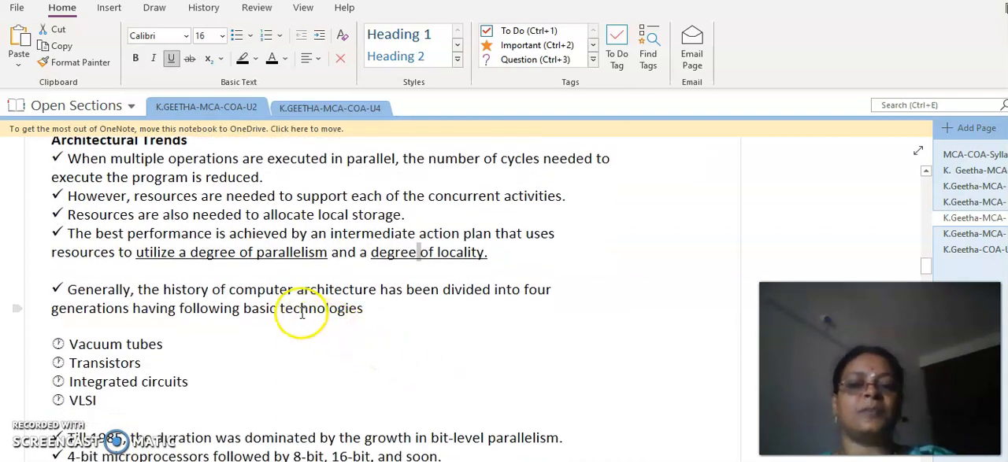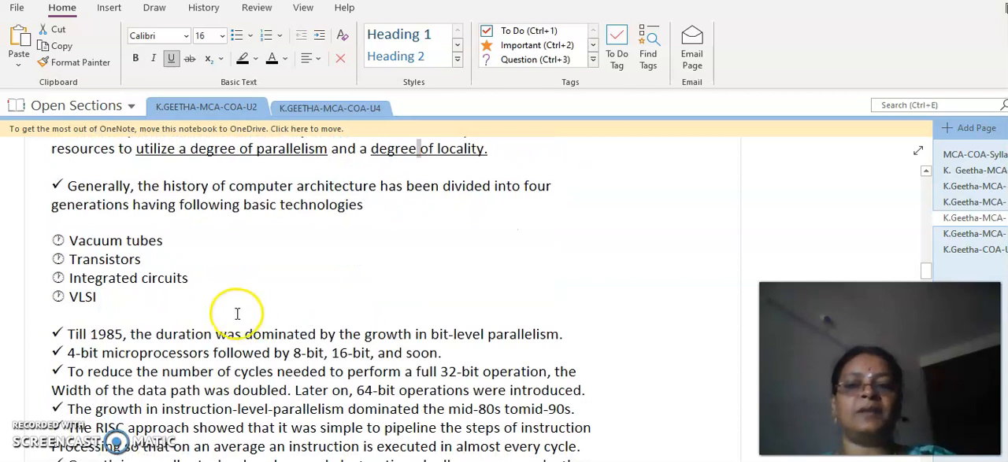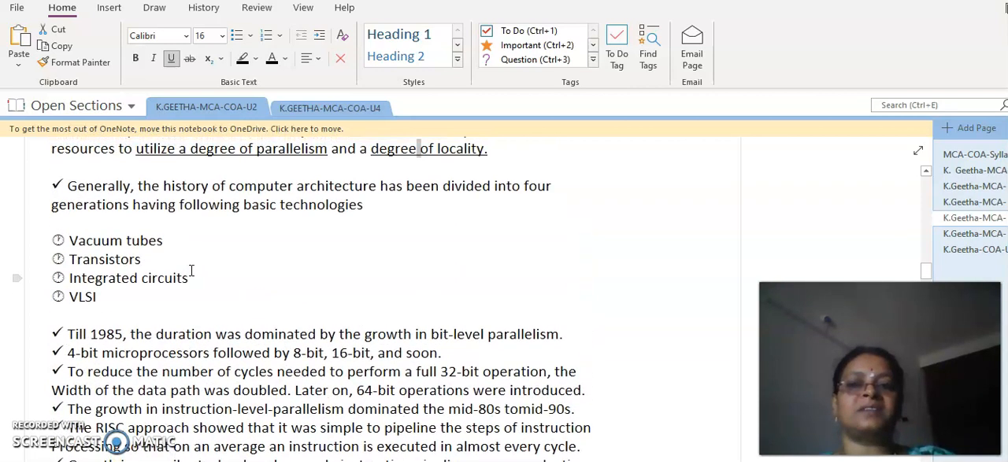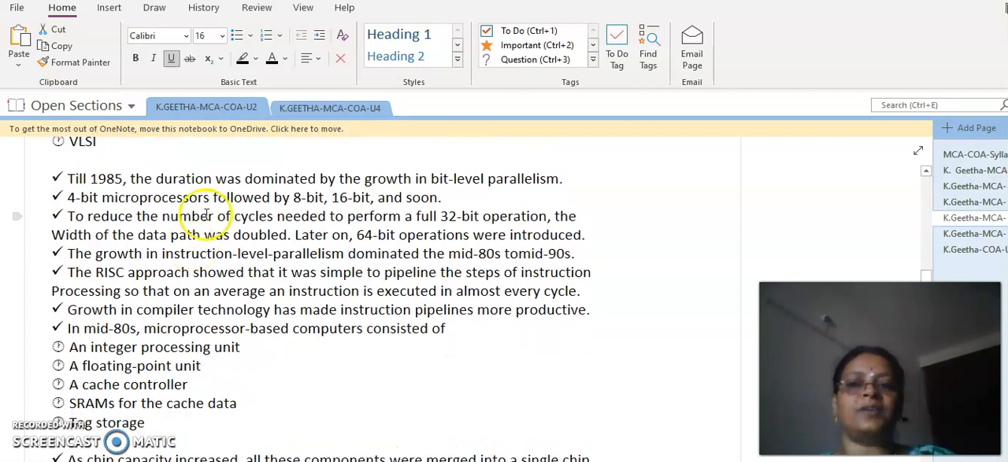Generally, the history of computer architecture can be divided into different categories based on the component used, namely the vacuum tubes, the transistors, the integrated circuits, and VLSI. At the architecture level, how we will be able to achieve parallelism is going to be discussed now. Till 1985, the period was dominated by the growth of bit-level parallelism only, and then we had the concept of 4-bit processors followed by 8-bit, 16-bit, 32-bit and so on. Whenever we want to reduce the number of cycles required to perform an operation, we just double the data path, and thereon the 64-bit operations were introduced.